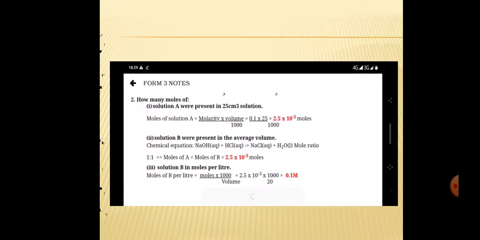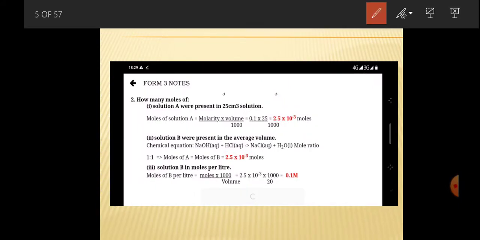So from our table, we have been asked again the same question, and therefore we can see how it's being calculated. And the working here goes like moles is equals to molarity times moles in liter. You get 2.5 times 10 power negative 3 moles. Remember that our mole ratio is 1:1.